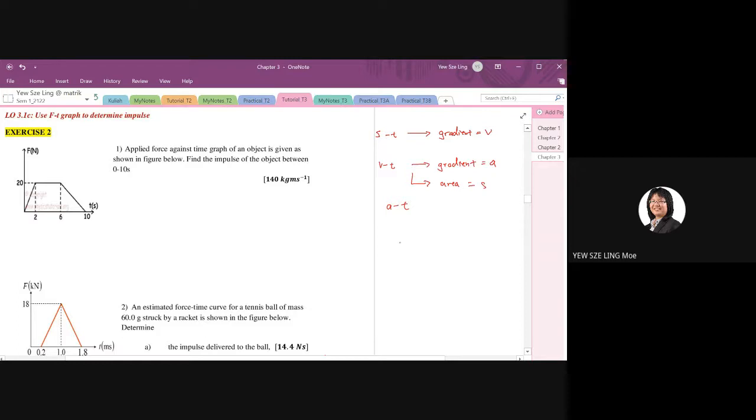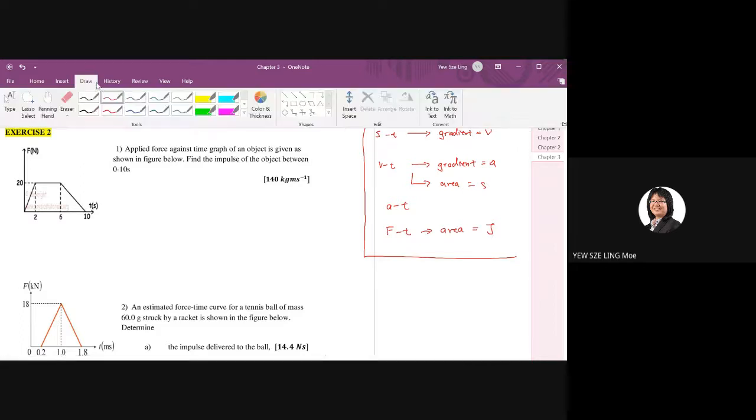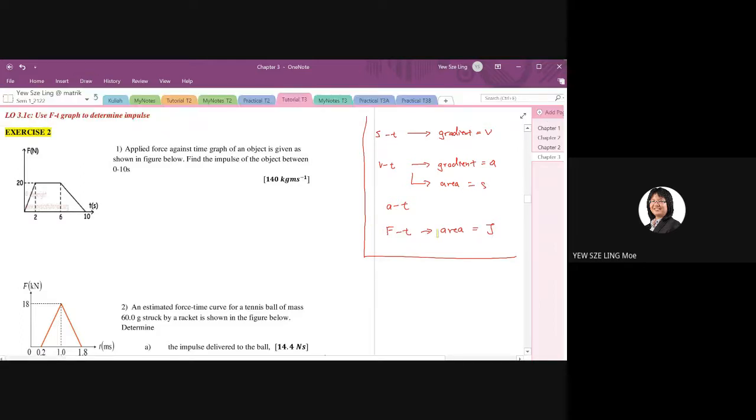And then in chapter 3, we have a new graph called FT. So this is the fourth graph that we have in our syllabus. For the FT graph, what is the information that we can get? We don't look at the gradient, but we look at the area. The area gives us the information about impulse, J. So today, what we are going to see is FT, the area is equal to J. We want to find as much information as possible based on this relationship.